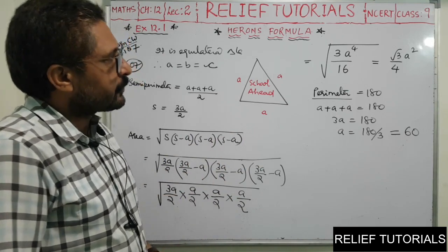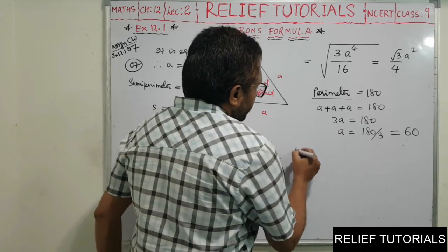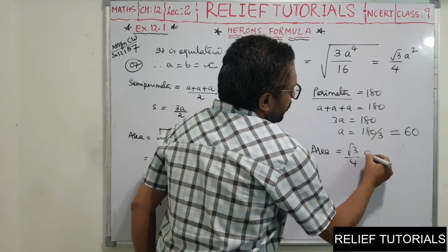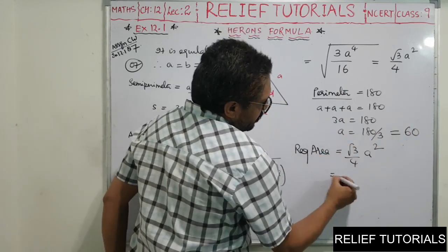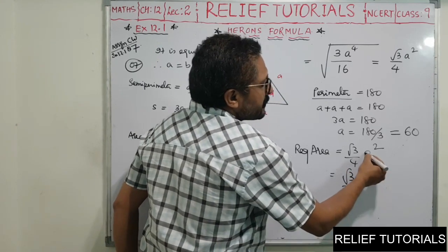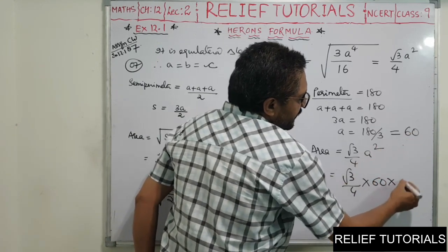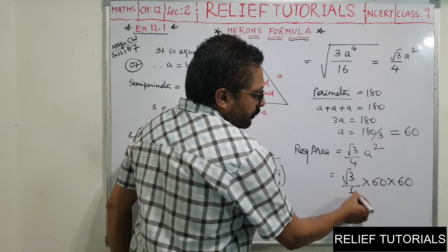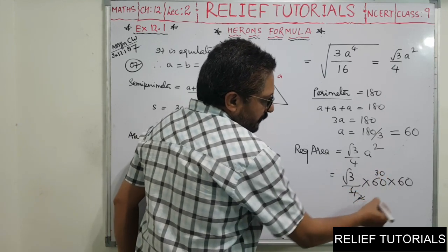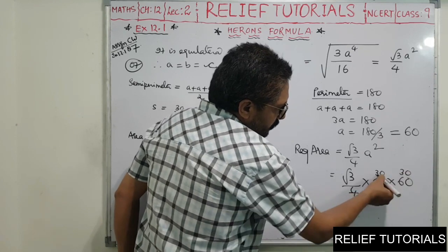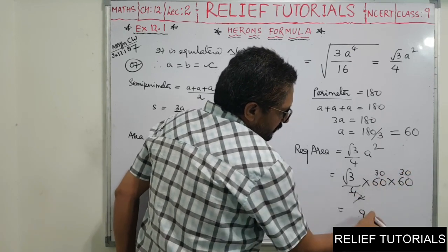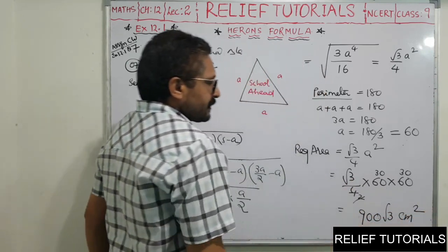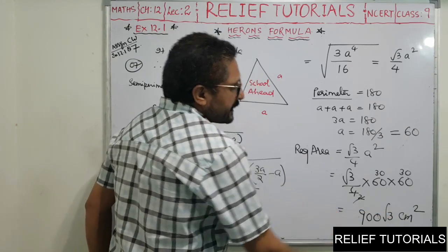So we got the side, now we want to find area. So required area, we know the formula, that is root 3 upon 4 A square. We got the value of A, so we will write here root 3 upon 4 into A square. A is 60, so I can write here 60 into 60. Now 4 2s are, you will get here 30. 2 1s are, again you will get here 30. So 30 into 30: 3 3s are 9, 2 zeros. And here it is root 3 centimeters square. So the required area of the triangle is 900 root 3 centimeters square.